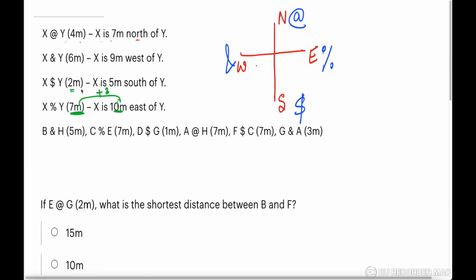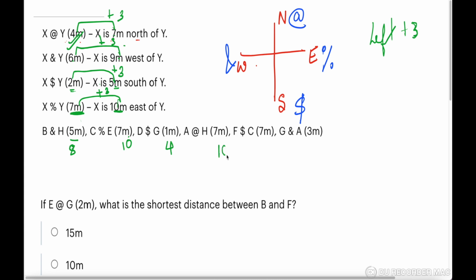Now here 2 is given and here 5 is given. So 2 plus 3 is equal to 5. Yes, our logic is correct. 6 and 9. So 6 plus 3 is equal to 9. 4 and 7. 4 plus 3 is equal to 7. So whatever is given in the left hand side, you have to add 3 to it. Left hand side plus 3. Okay, understood. So here you have 5 meter. 5 plus 3, 8. 7 plus 3, 10. 1 plus 3, 4, 7 plus 3, 10 and 3 plus 3, 6.